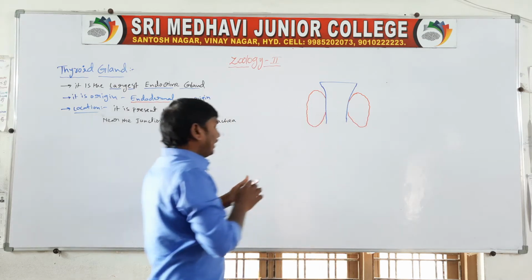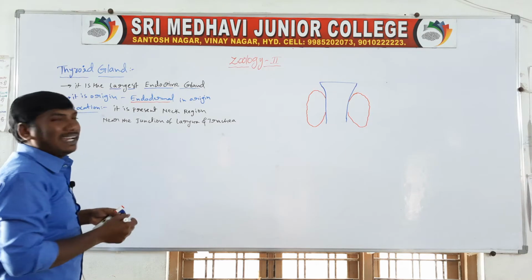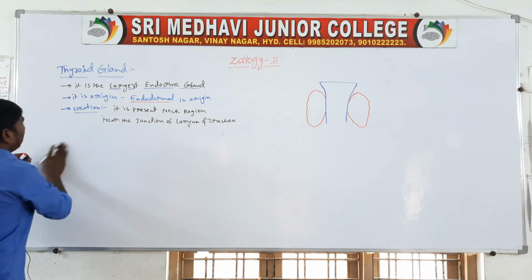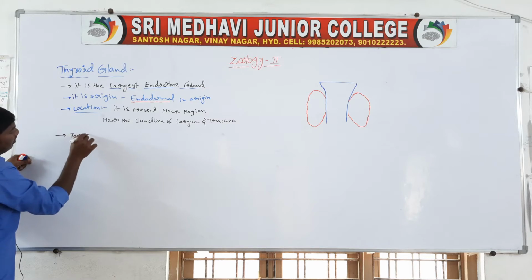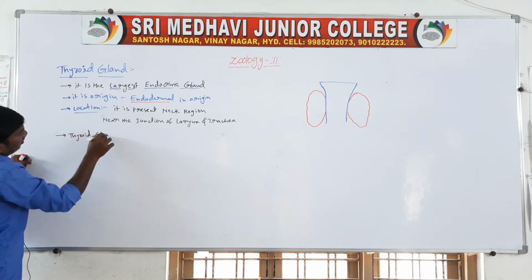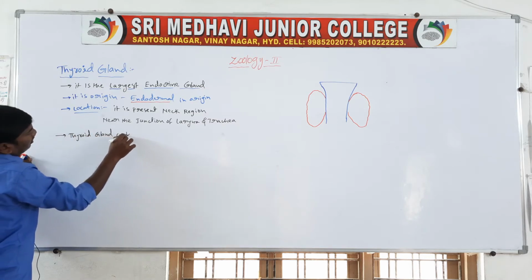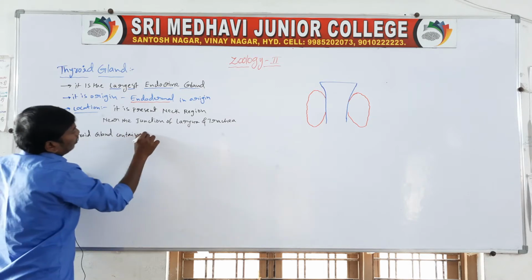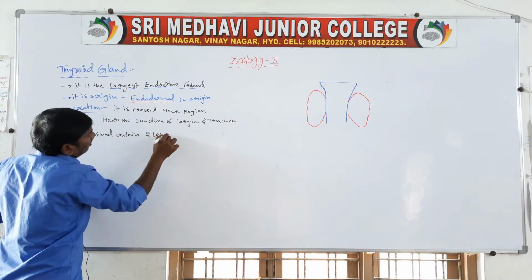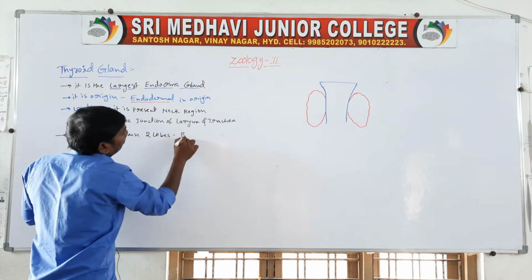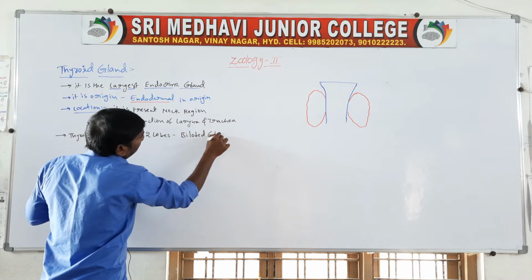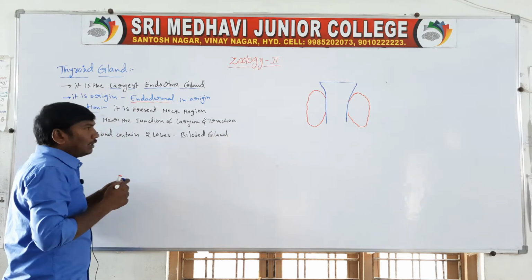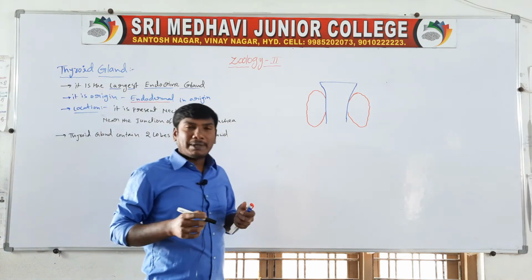So this is the thyroid gland. It is a bilobed gland. The thyroid gland contains two lobes, so it is called a bilobed gland.